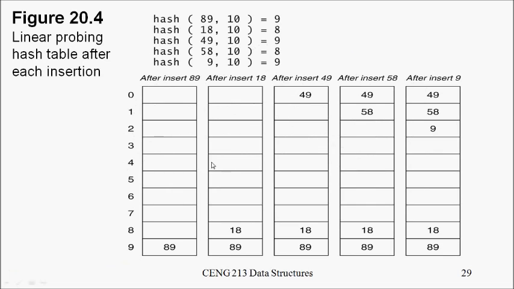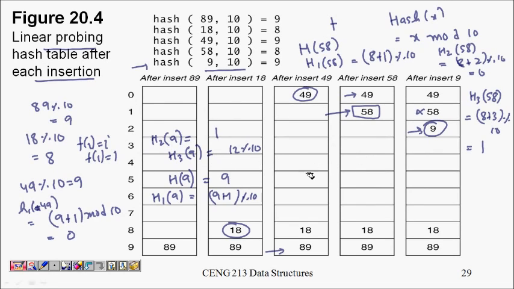Okay, 58. When we try to find 58, h of 58 will be 8. I try to find it here, 58 is not there. Then I do h1 of 58, which is 8 plus 1, so 9 modulo 10. So it will try it here, not found.